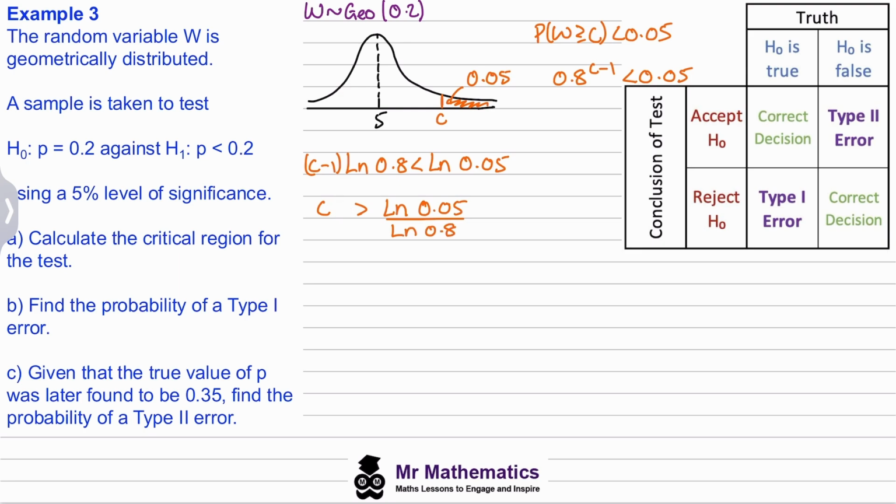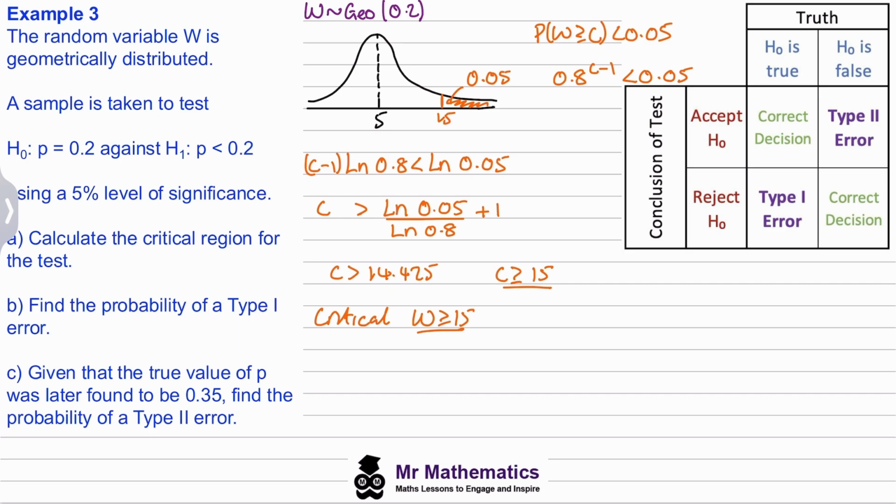We'll add 1 to both sides. So C must be greater than 14.425. But we know that this is a discrete value, so C must be greater than or equal to 15. So our critical region is when W is greater than or equal to 15. I'll label this on the diagram here. Okay?